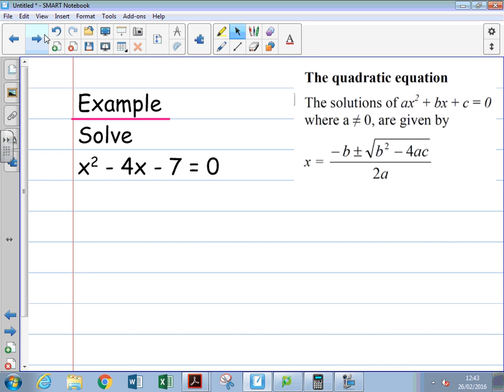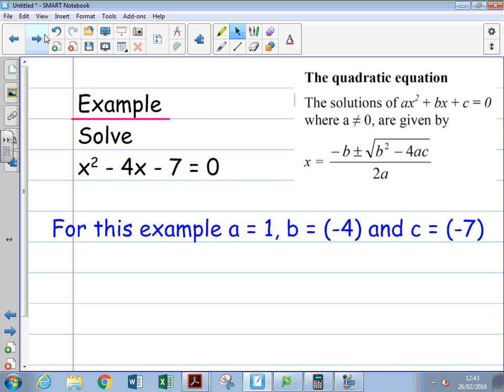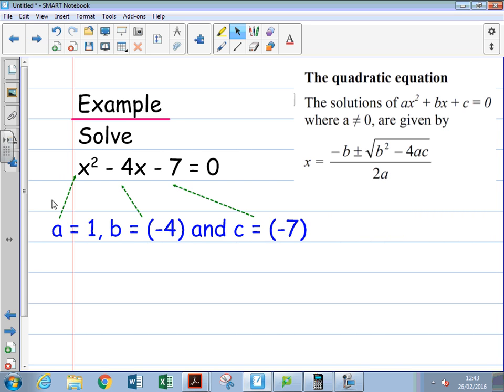So first we need to identify our a, b and c. For this example, a is 1, b is minus 4, and c is minus 7. And you can see on the example, the a is before the x squared, the b is before the x, and the c is the number on the end. So here we go, a is 1, b is minus 4, and c is minus 7.